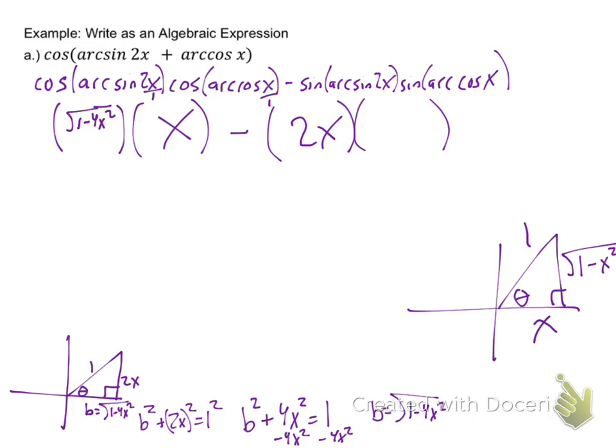Always build, build, build. Now you can go here and do this one, which is the sine of the arc cosine. So take the sine of this: opposite over hypotenuse, which is 1, which is just the square root of 1 minus x squared.